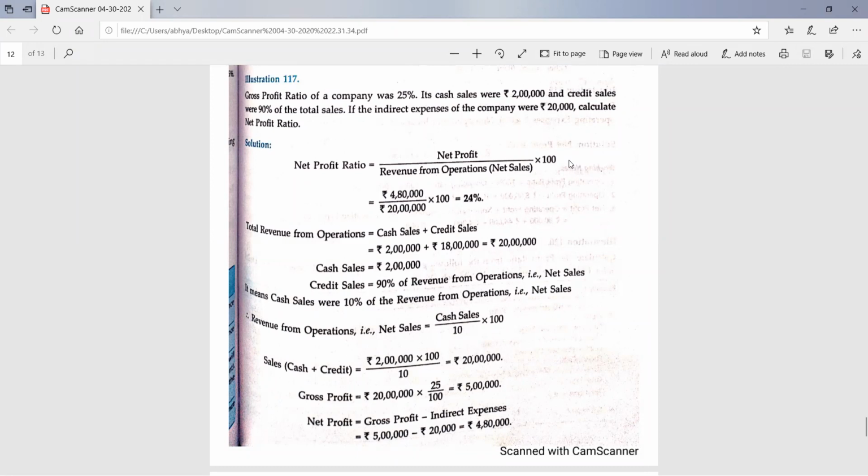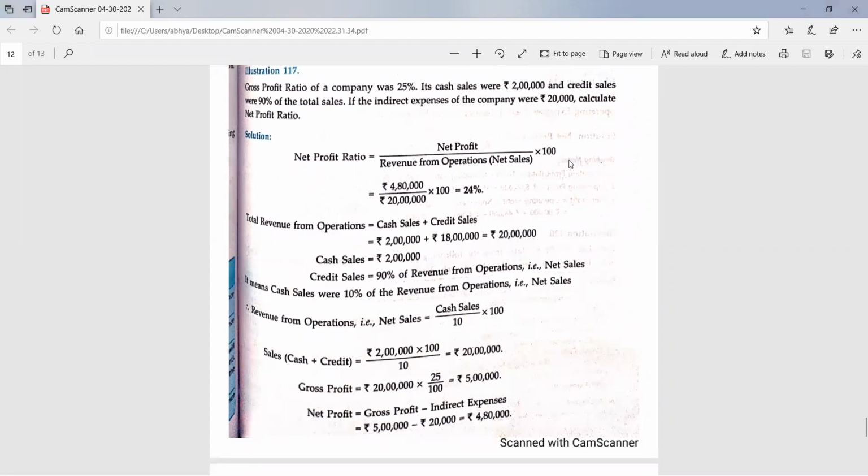So assume the total sale is X and the credit sales are 90% of the total sales, so 9 by 10 X. Then add up and find the total sale value. By solving for X, you can find that the total sale value is 20 lakh. Now you have to find the GP. GP is 25% of 20 lakh, so GP is 5 lakh.